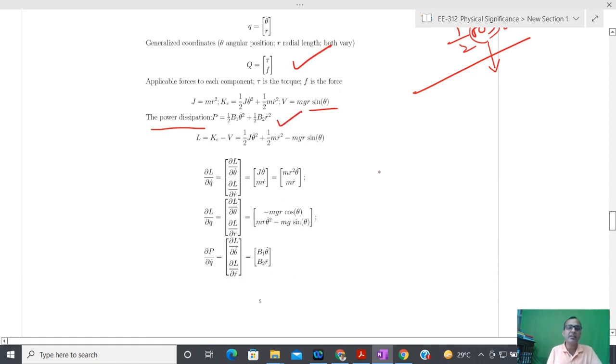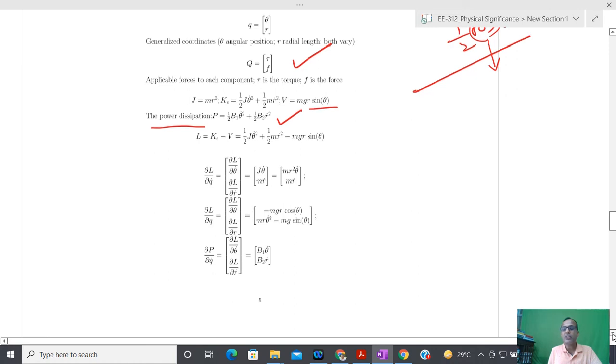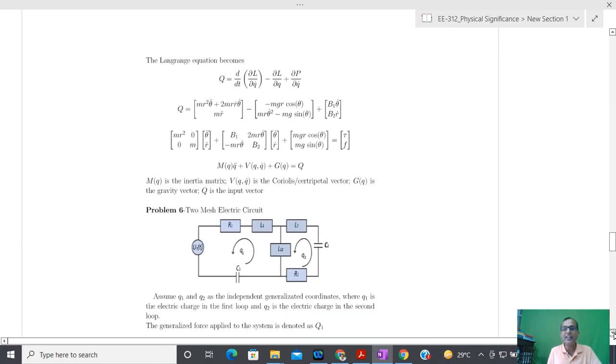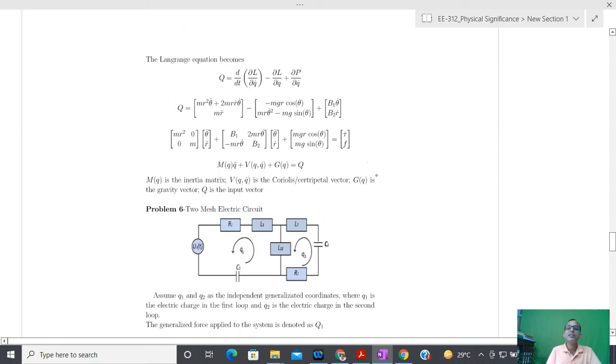Now you can formulate the Lagrangian as kinetic energy minus potential energy. Then you can calculate three things: dL by dq, dL by dq dot, and the dissipation term dP by dq dot, put them inside the Euler-Lagrange equation and equate with the generalized force acting in each individual direction. I have two coordinates, one is theta and another is r, so you have to equate for each, and in this way I am able to get this equation.